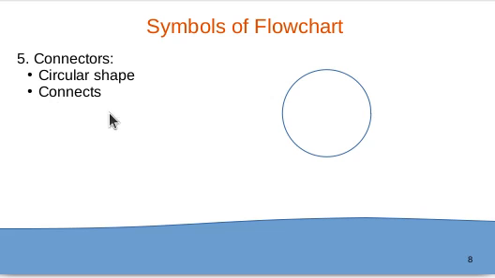Now connectors. If the flowchart of a program continues for 2 pages, or it is a very complex program, then to indicate that it is the connector of the previous page, we have to start with this circular shape, that this is the connector. So in the first page we will end with this connector, and at the next page we will start with this connector, so we can understand that this is the connector of the previous page. So it connects the flow.